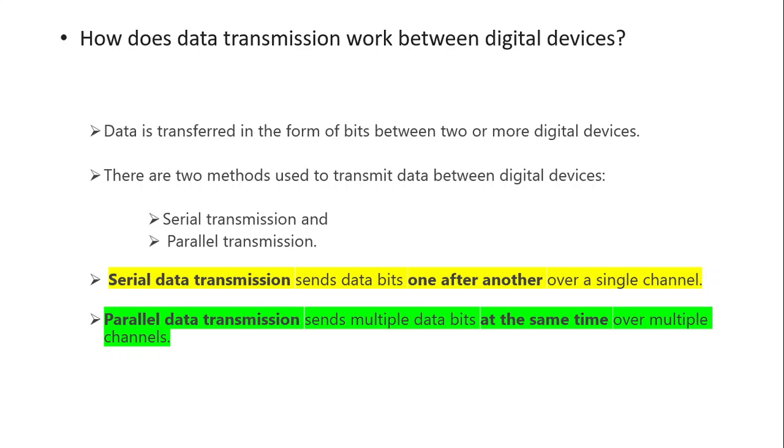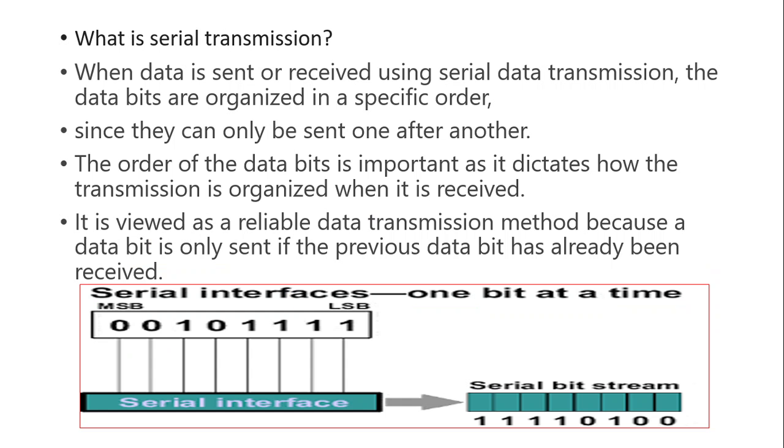So the first difference we understood from this discussion is that in serial transmission, data bits are sent one after another over a single channel, whereas in parallel data transmission the data is sent parallelly, or at the same time, over multiple channels.